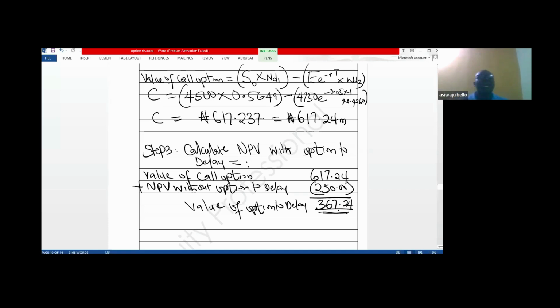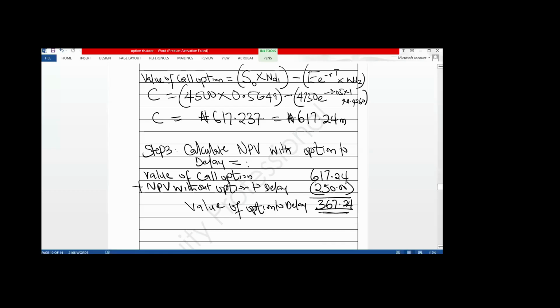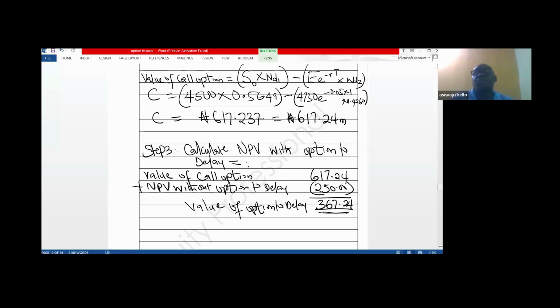You are done with requirement B. You have used the Black Scholes model to value the projects.